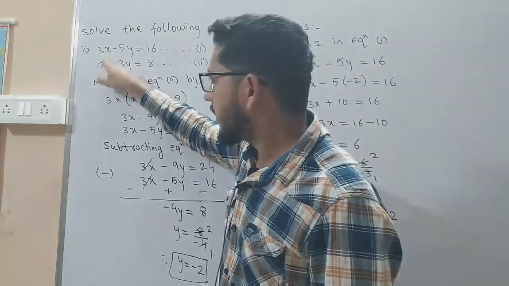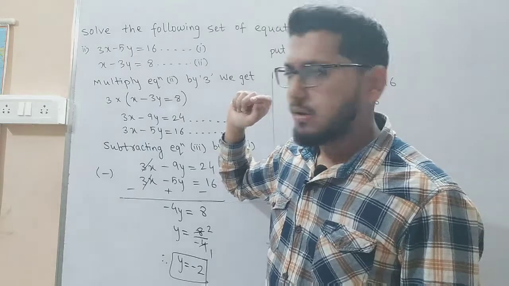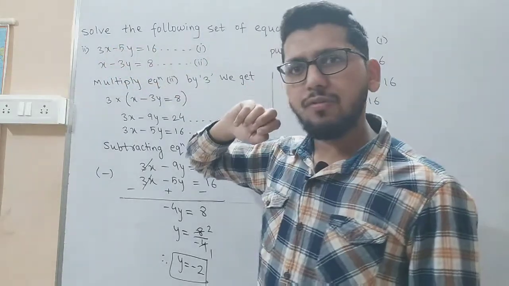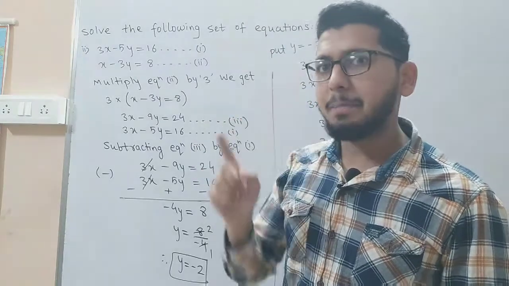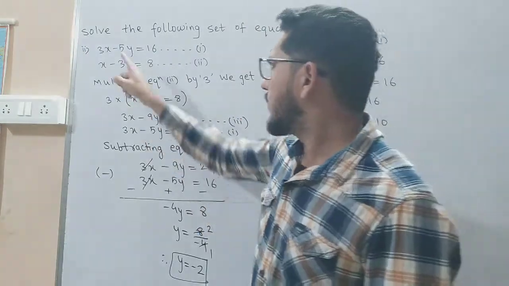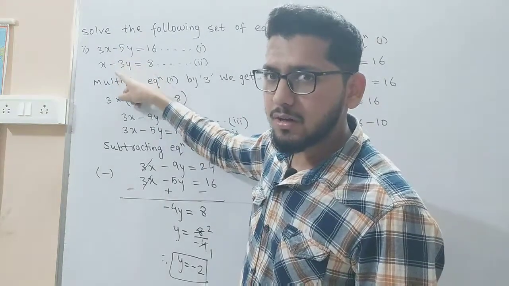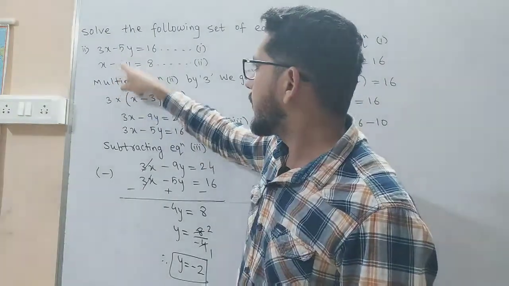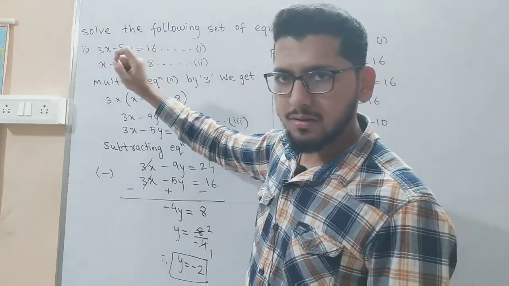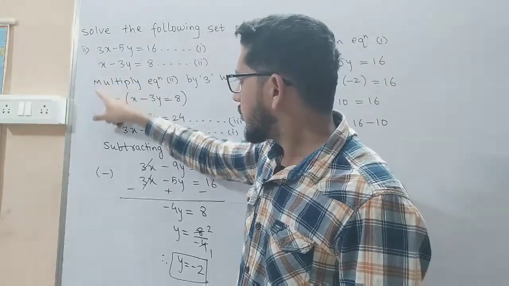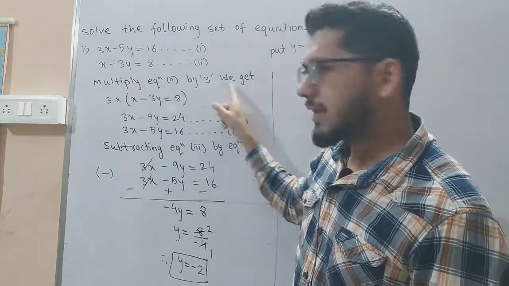Then we have to make this coefficient the same. Either you can make the coefficient of x the same or the coefficient of y the same, but it depends. If the coefficient of y is a multiple of 5 or a multiple of 3, then only can we multiply. 3 will not make 5, 5 will not make 3. So that's why we have taken the x coefficient. So what we have written: multiply equation 2 by 3.